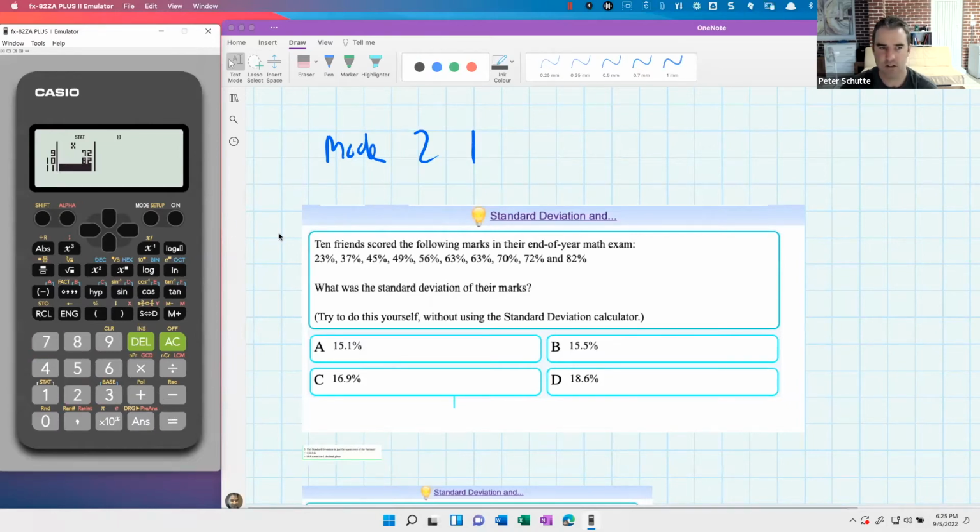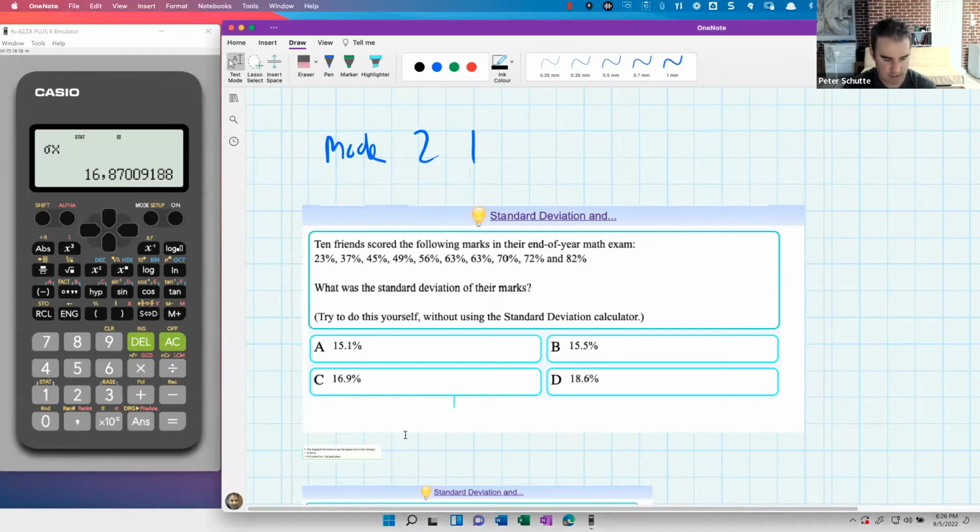Okay, so there's my 10 data items. I hit AC, then I go Shift 1, 4, 3. And I should get 16.87, which would then be 16.9 according to the rounding. And so the answer should be C.